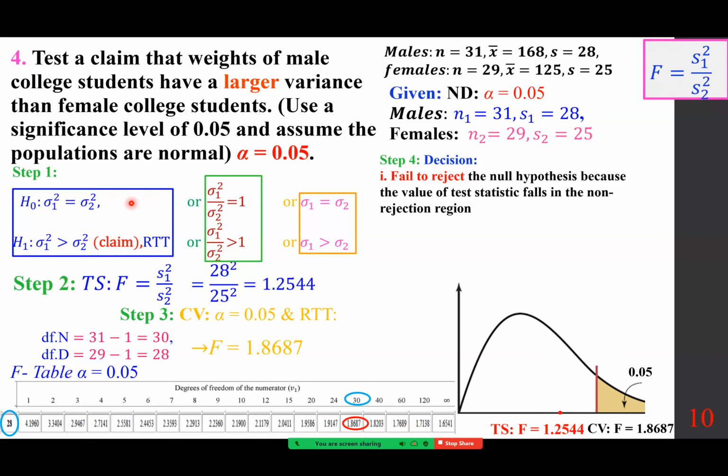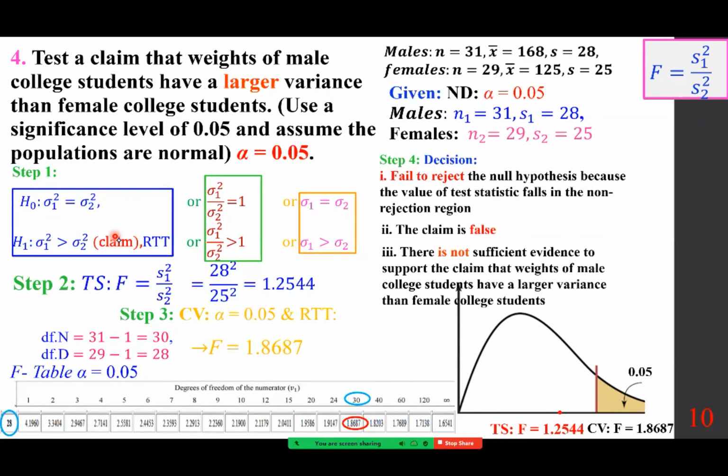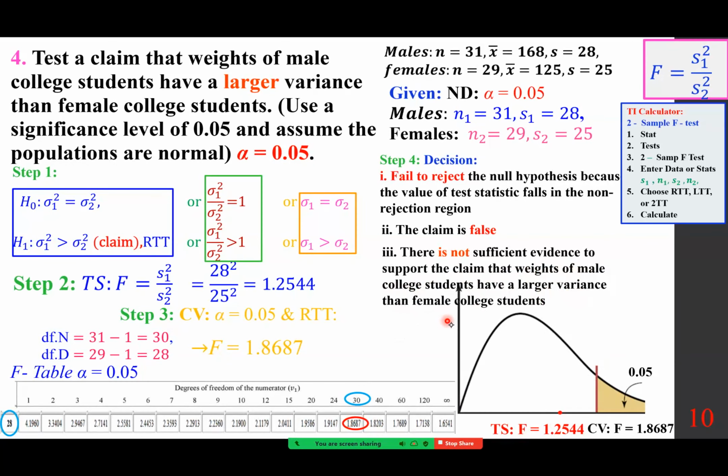So let's go back to this one. If you're not rejecting the null, you're rejecting the alternative. You're rejecting the claim. The claim becomes false, and you are rewriting it. There is not sufficient evidence to support the claim that weights of male college students have a larger variance than female college students. If we were to do the technology, two-sample F test, that's what we do.